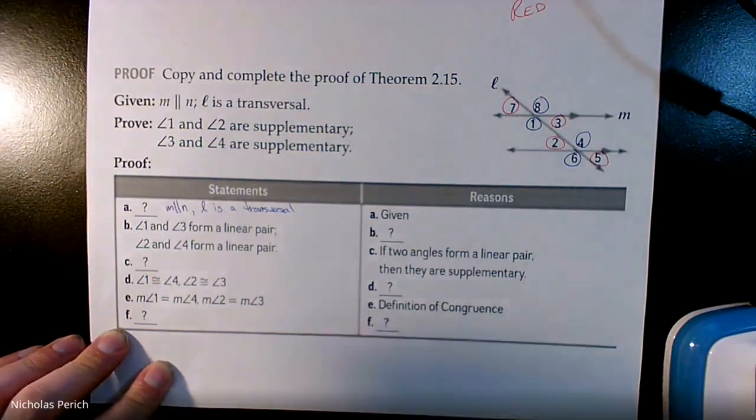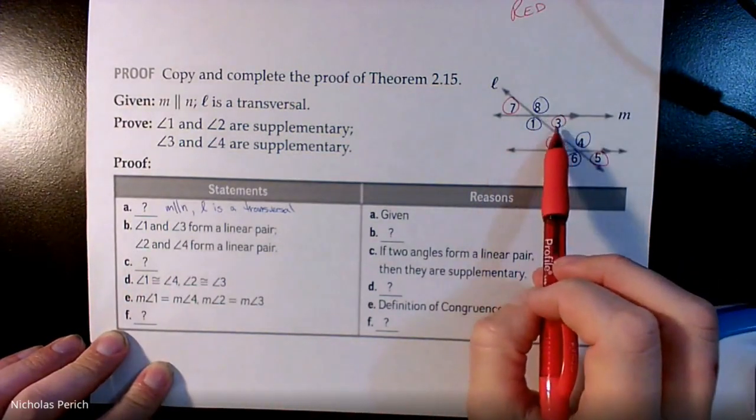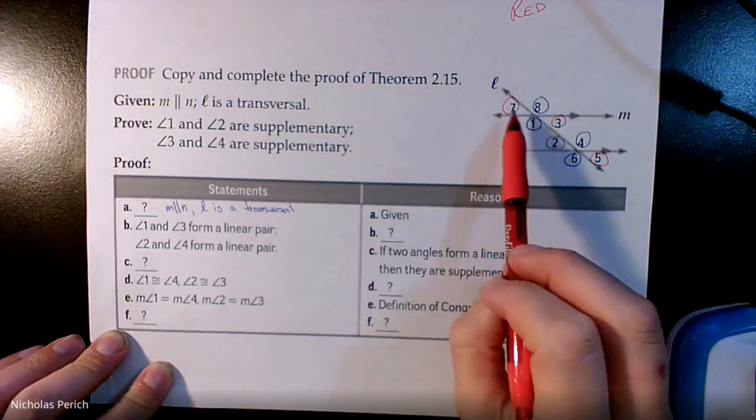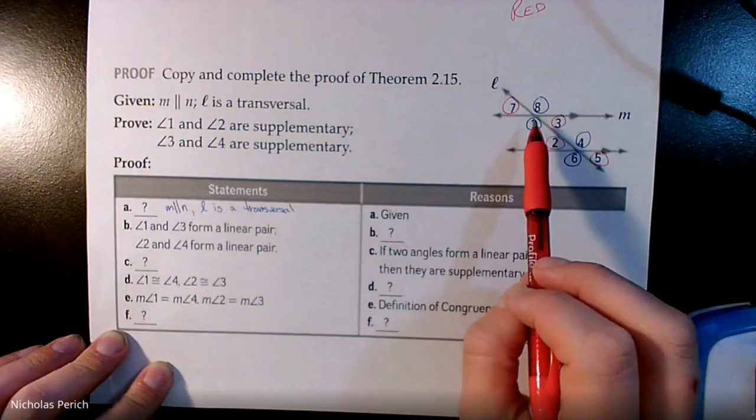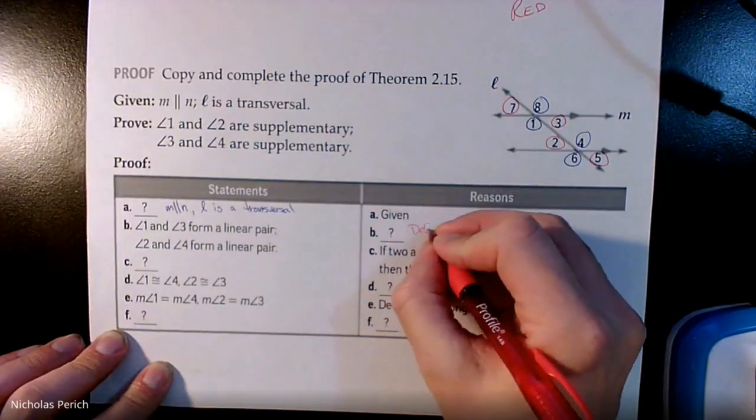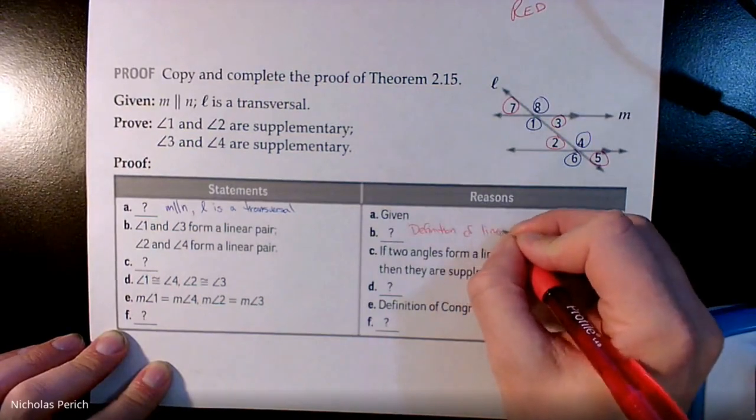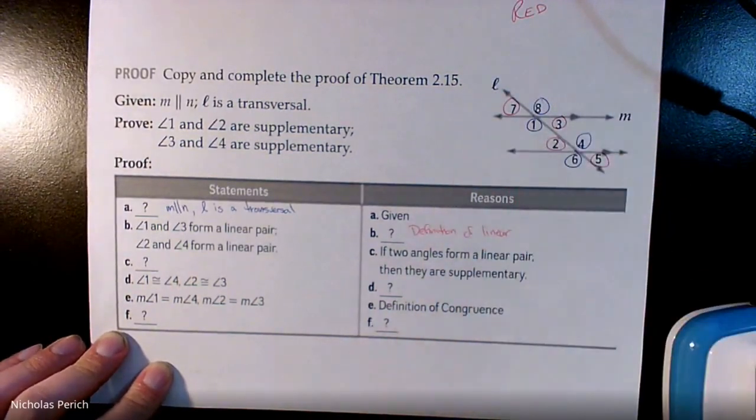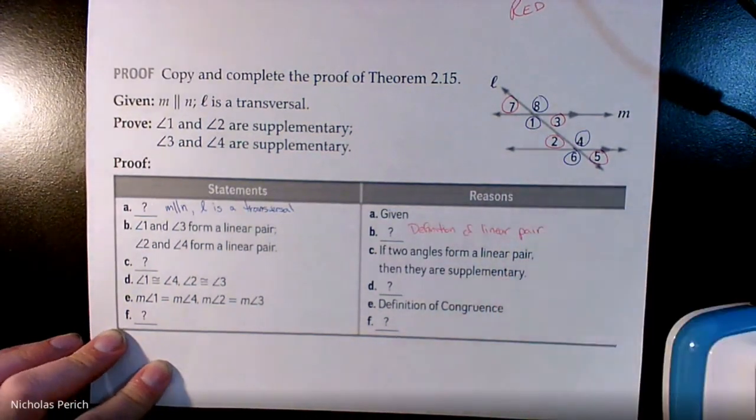Angle 1 and angle 3 form a linear pair, so do angle 2 and angle 4. Now 1 and 3 are a linear pair because a line cuts through a straight line. I guess we would use the definition of linear pair. Really, the reason why is that if a line cuts through another line, each side of that line is going to create a linear pair, and that's really what a linear pair is. So we'll say definition of linear pair. Not a fan of it, but we'll do it.